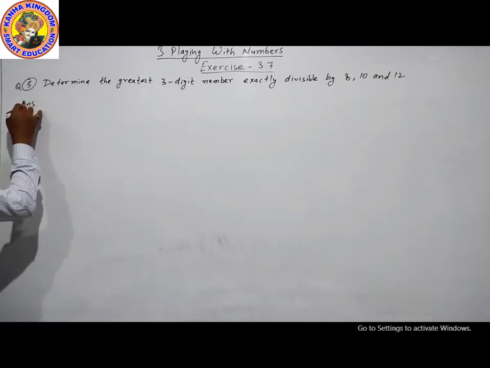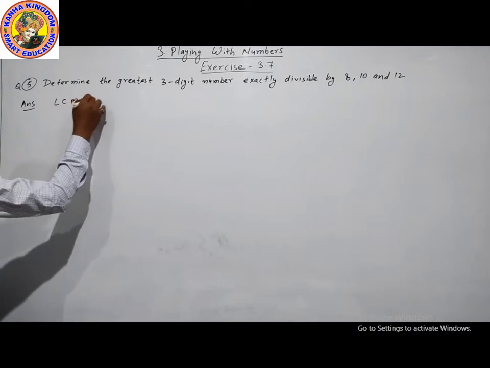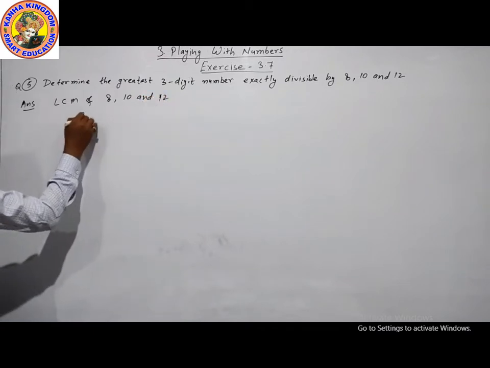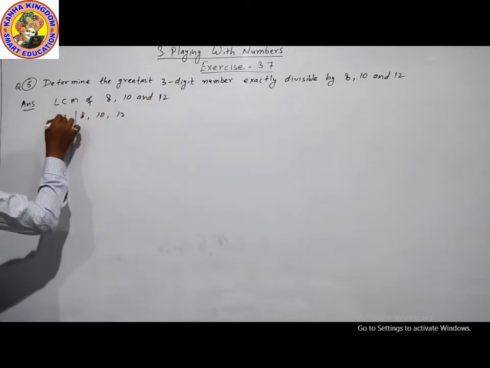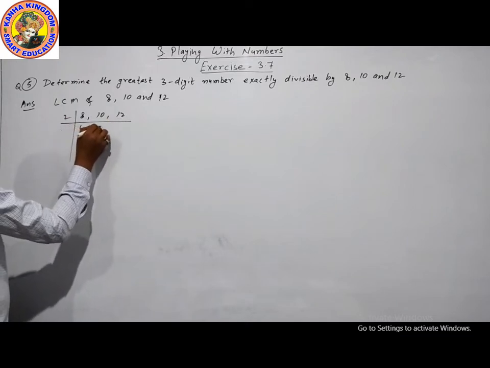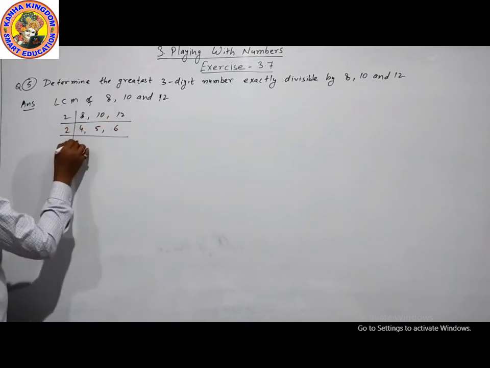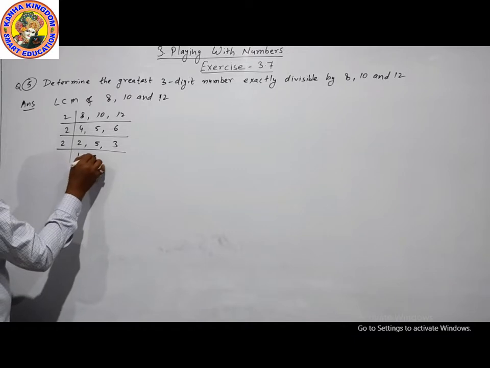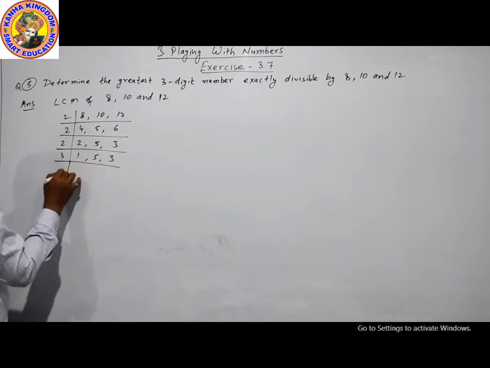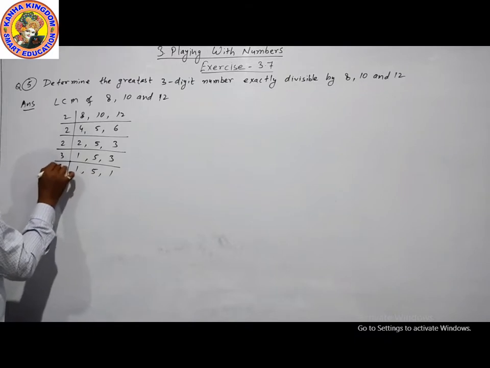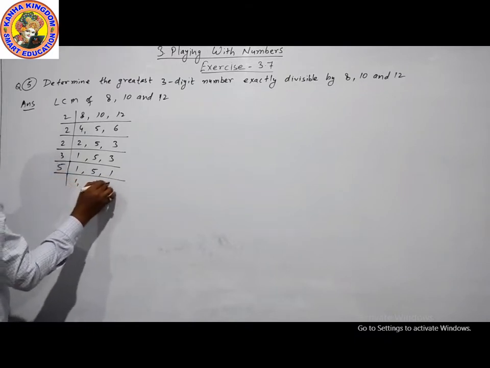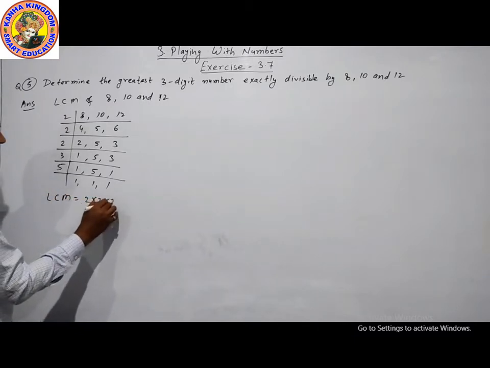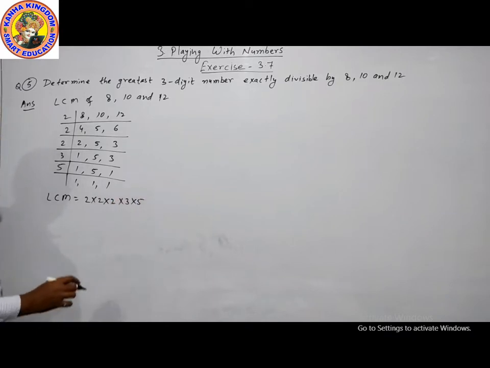First of all, the LCM of 8, 10 and 12. 8, 10, 12. Dividing by 2: 4, 5, 6. Dividing by 2: 2, 5, 3. Dividing by 2: 1, 5, 3. Now dividing by 3: 1, 5, 1. Now dividing by 5: 1, 1, 1. So the LCM is equal to 2 into 2 into 2 into 3 into 5.